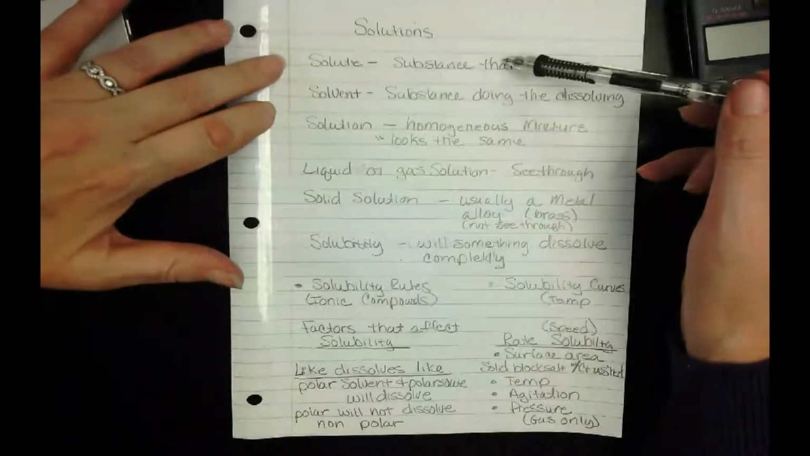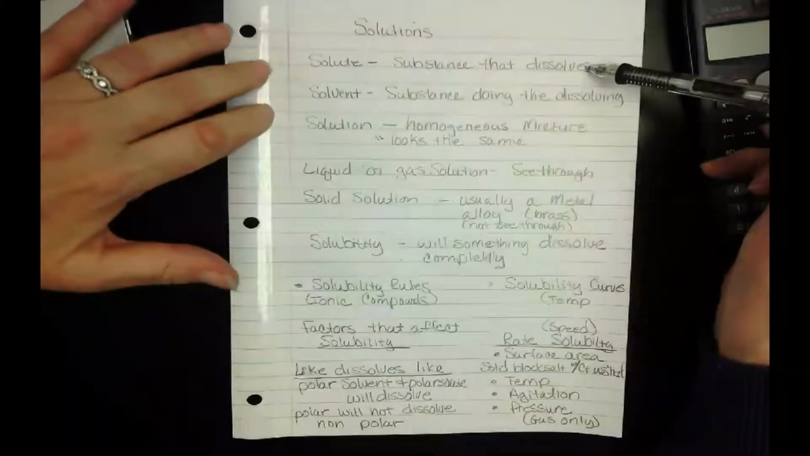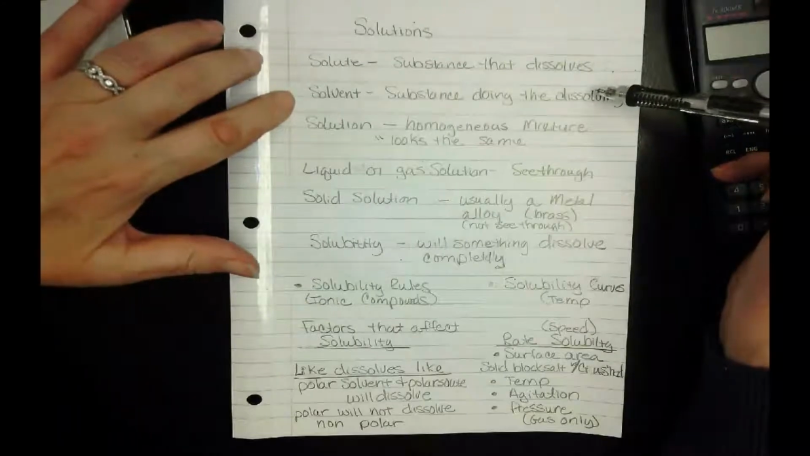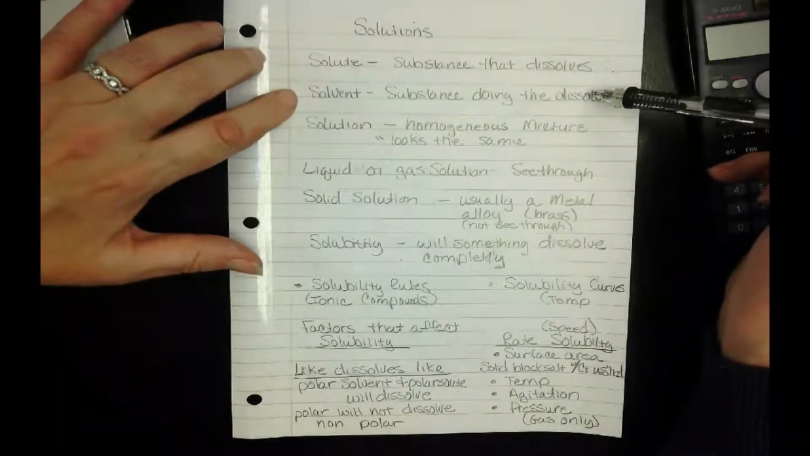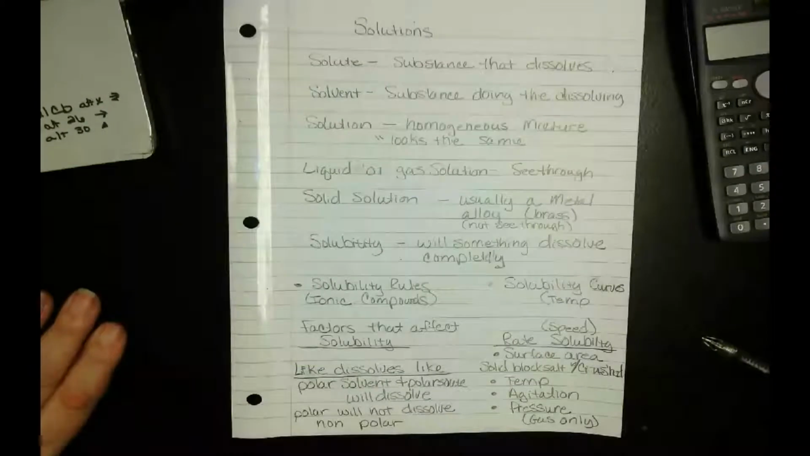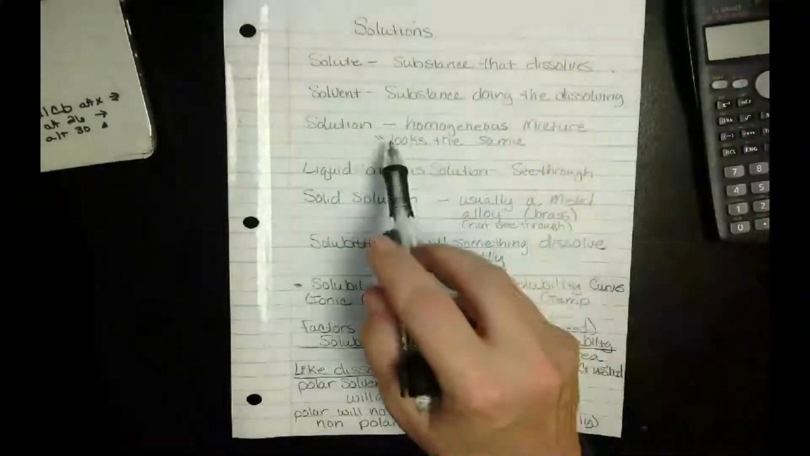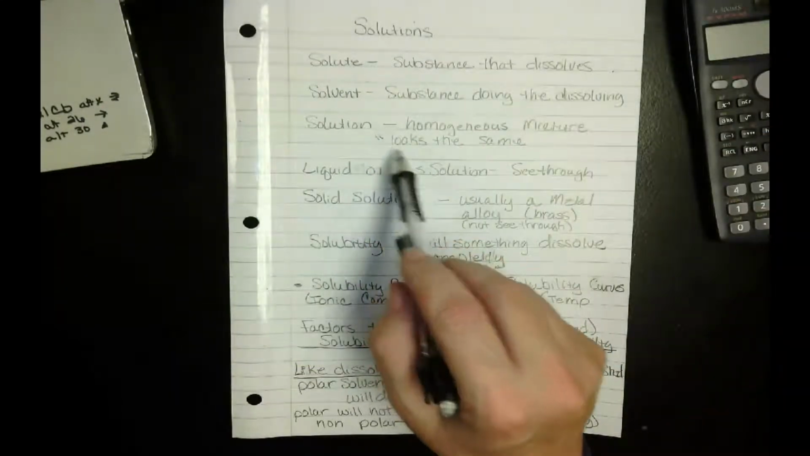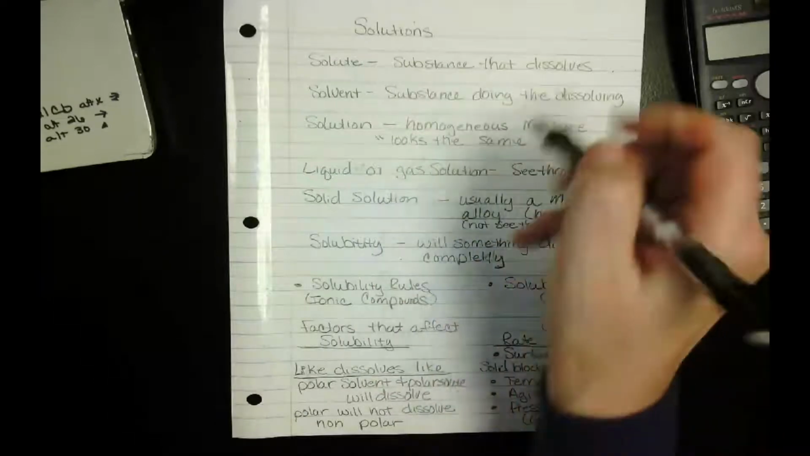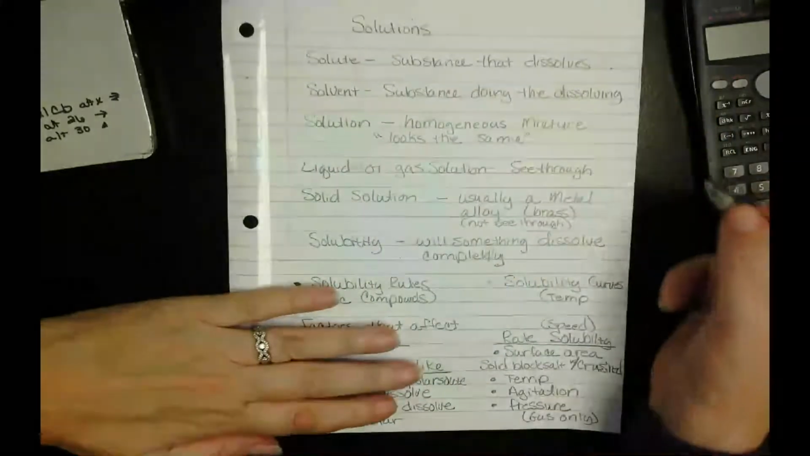Our solute is the substance that dissolves. That would be the salt. Our solvent, which is usually going to be water in this unit, is the substance doing the dissolving, and that would be water. Okay, our solution is the salt water. It's that homogeneous mixture, and remember, it looks the same throughout.